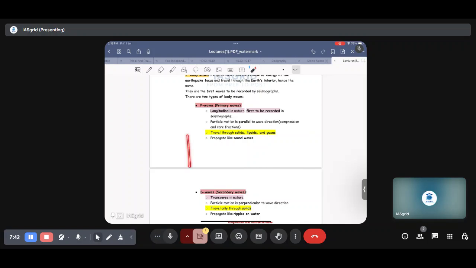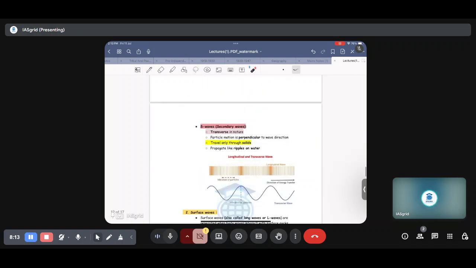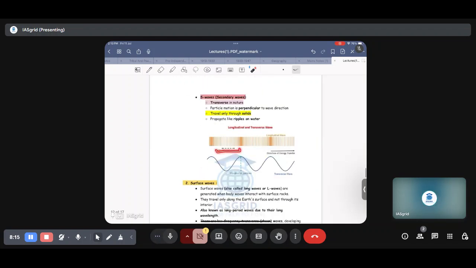And in S waves, it is perpendicular. That is the difference. P waves travel through solid, liquid, and gas, and they propagate like sound waves. Obviously, sound also travels like this only. These are rarefactions here, and these are compressions. If I could just write here, compressions and rarefactions. Right, now moving on to S waves, we have shown this here. These are rarefactions, and these are zones of compressions.